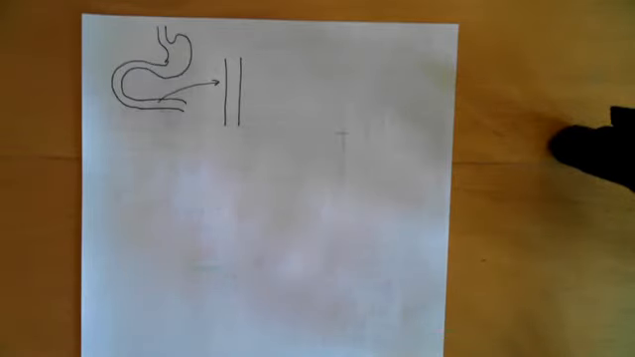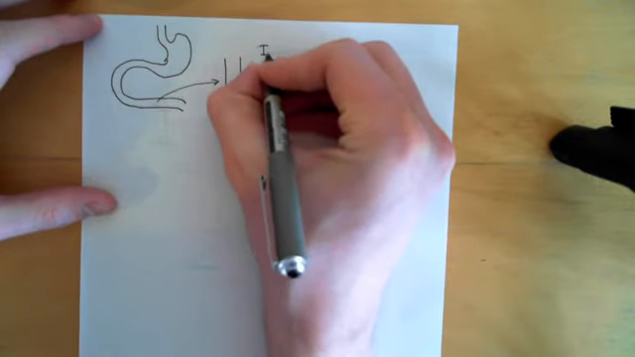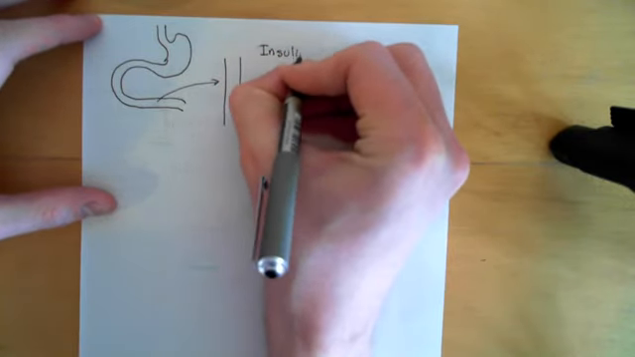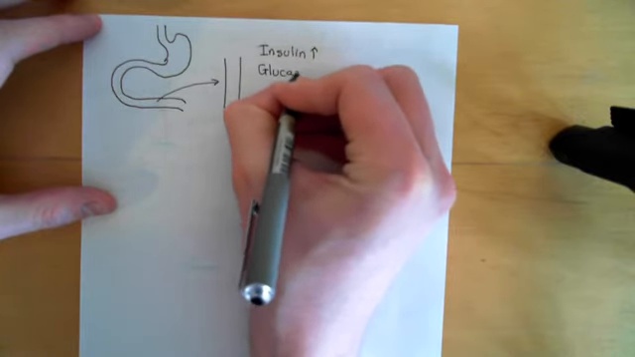What happens now? Well, basically, the beta cells now secrete loads of insulin. So insulin goes up hugely, and glucagon secreted by the alpha cells goes right down.